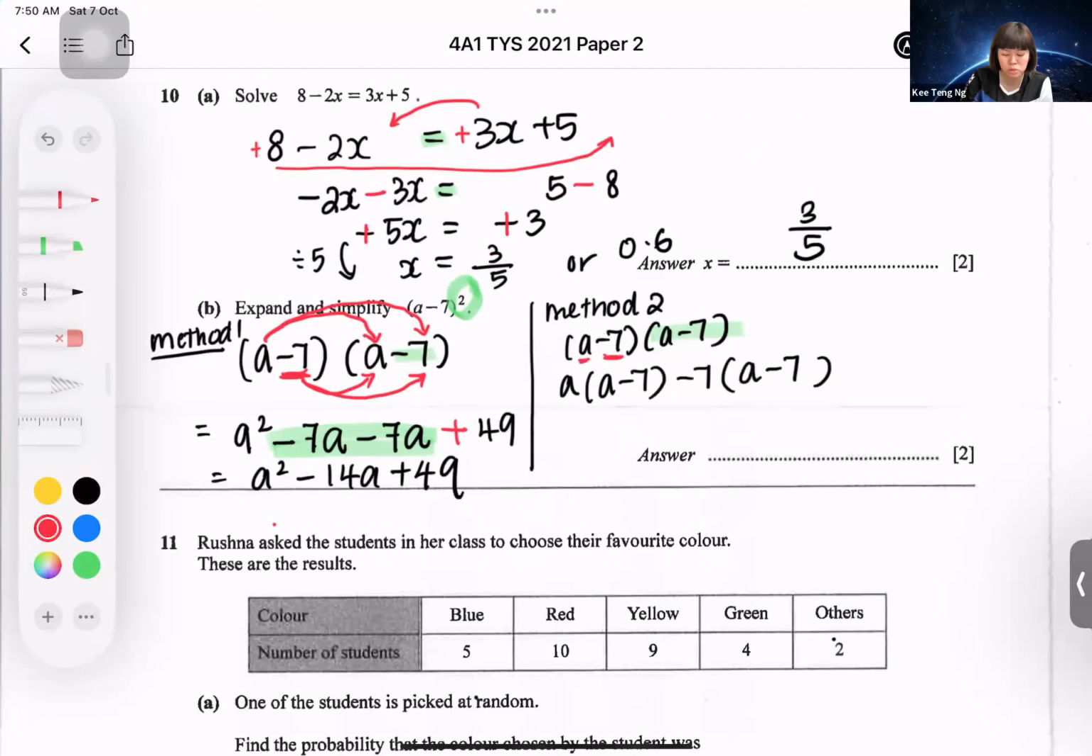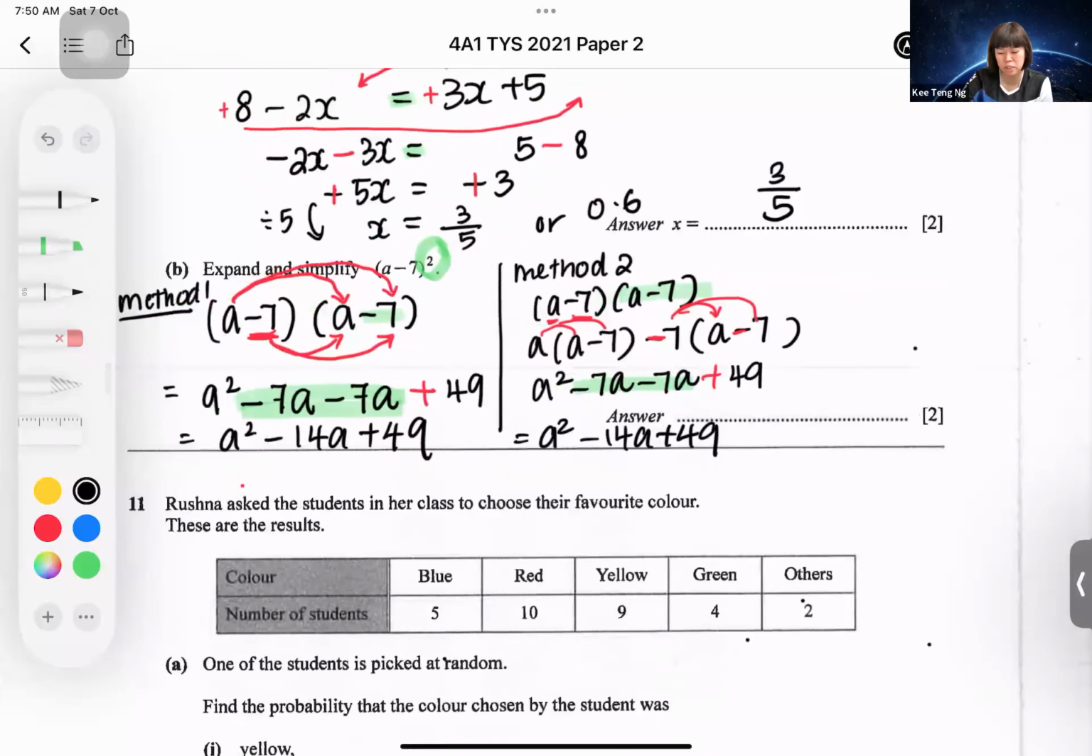Then we'll do it one by one. A times A is A squared. A times negative 7 is negative 7A. Then the next one, negative 7 times A is minus 7A. Negative times negative is positive, 7 times 7 is 49. Then simplify the terms with the same units. If you are not sure about the calculation, use your calculator. Okay, so that's method 2.